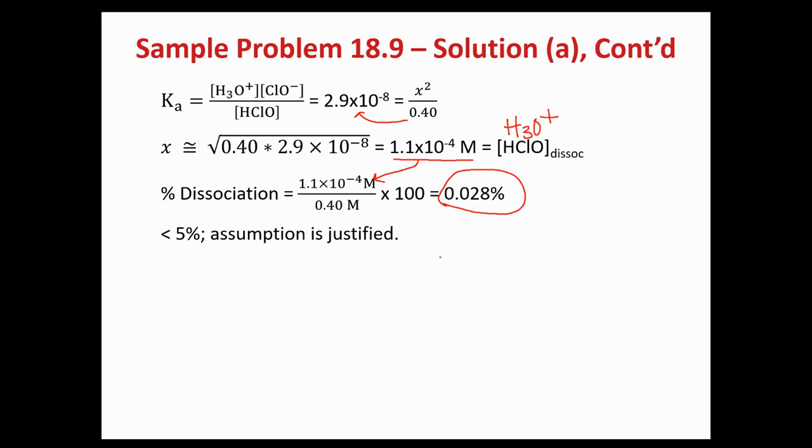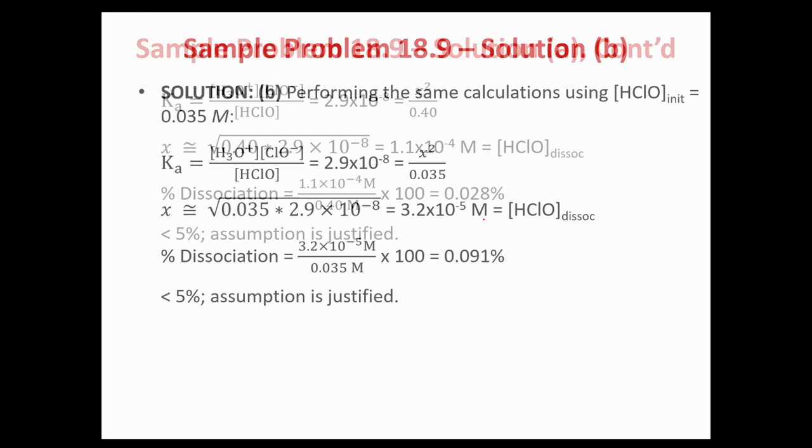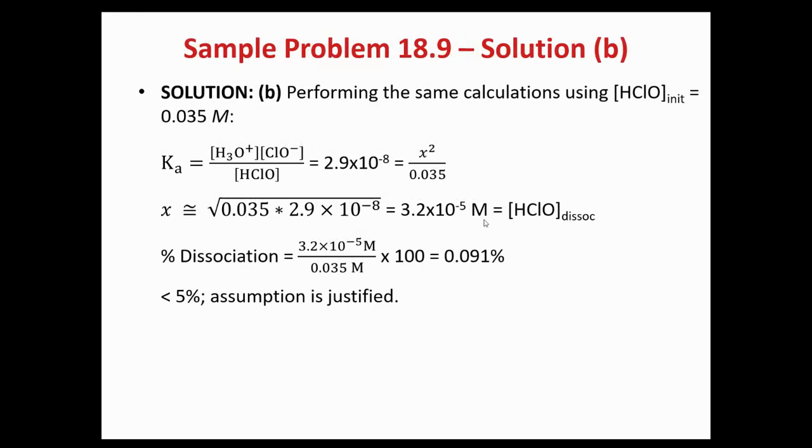0.028%. So for sure, our shortcut was valid. For the other concentration, the 0.035 molar, running through the same exact procedure, what you notice is that the percent ionization ended up being 0.091%. So we have a higher percent ionization in a more dilute solution.